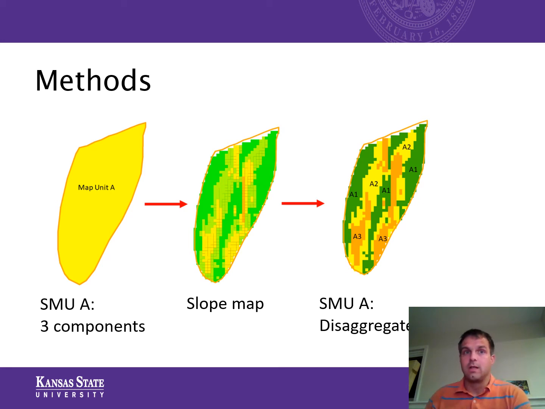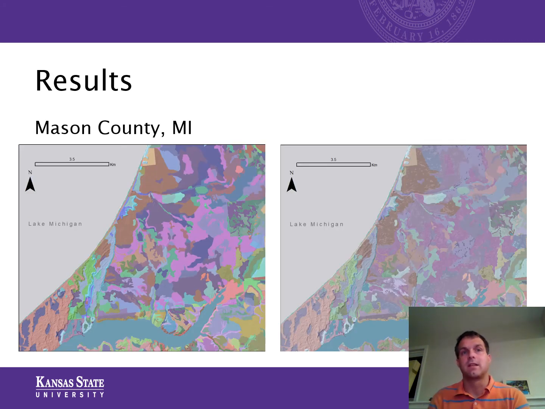It does work in the sense that we are able to disaggregate existing SSURGO maps to much finer resolution, and I'll show you an example right here for Mason County, Michigan, one of our study areas. On the left, the original SSURGO map, different colors, different soils. You see political boundaries reflected in there. That's not something that we are able to fix since we just take legacy data. We take SSURGO as it is.